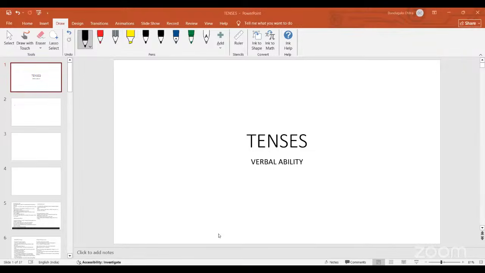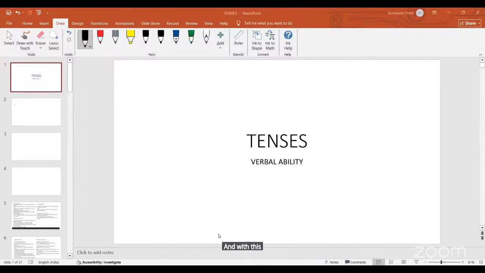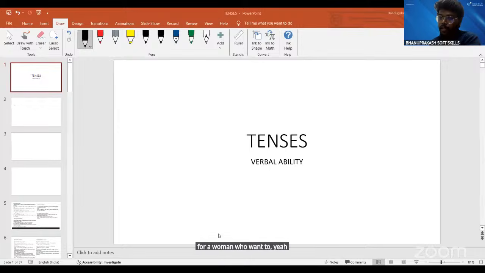Sir, yes, Rani. My favorite movie is Miss India because the girl never cares about negative words and negative feelings, even from her family and everything. She strongly believes in her goal and works hard for her goal and gets success with her goal, and she is a motivation for women who want to be entrepreneurs. That's it, sir.